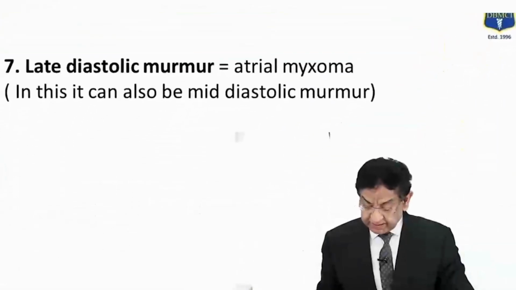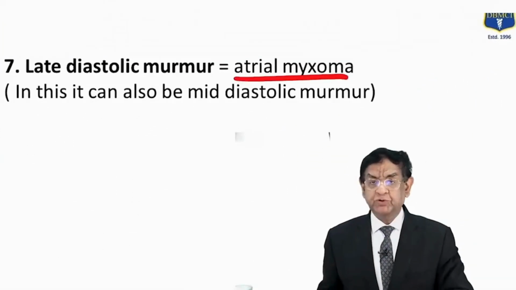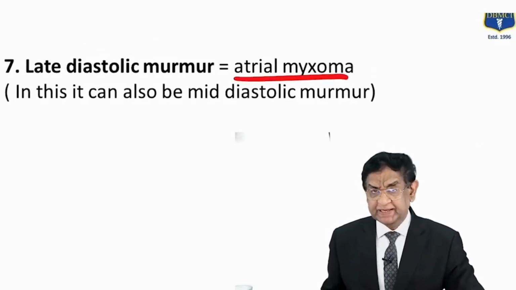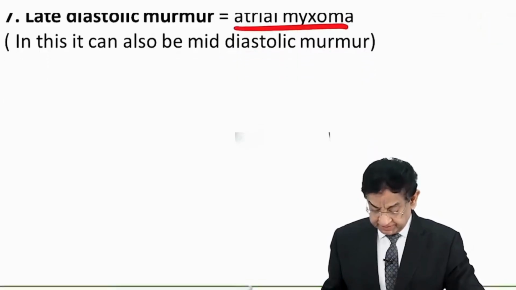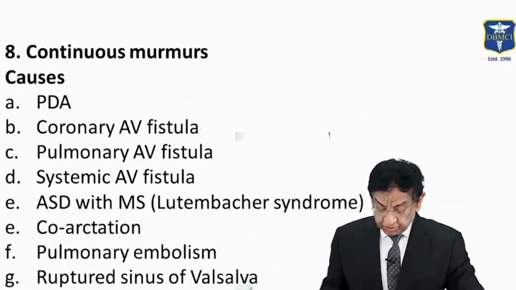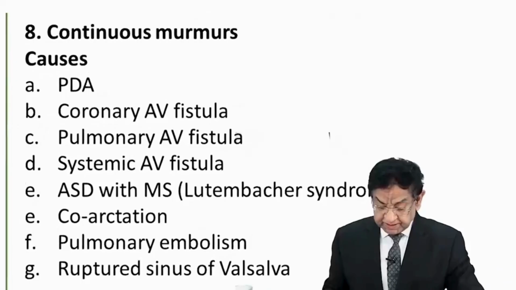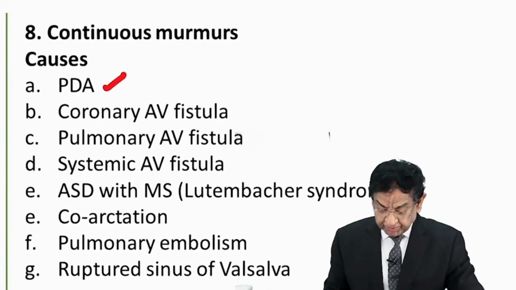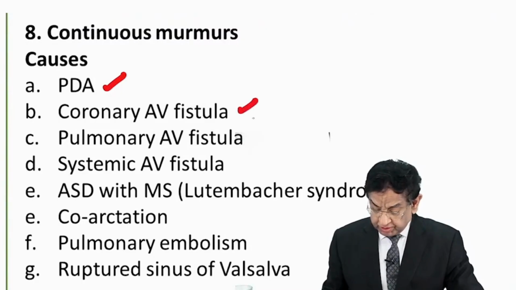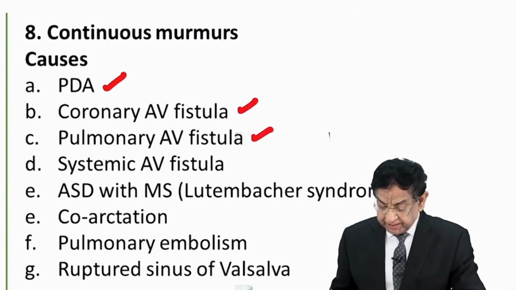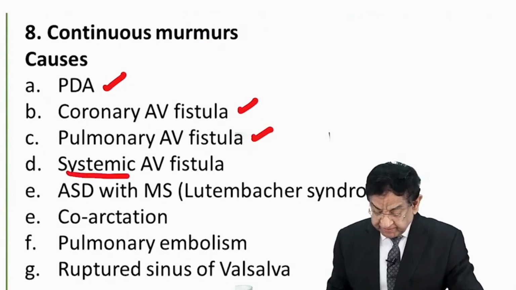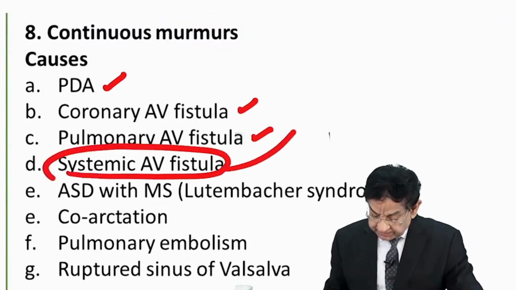Late diastolic murmur can be heard in atrial myxoma. I told you this can be mid or late diastolic murmur. Continuous murmur is heard in PDA, very, very important. Coronary, pulmonary AV fistula and systemic AV fistula. This I will talk about.